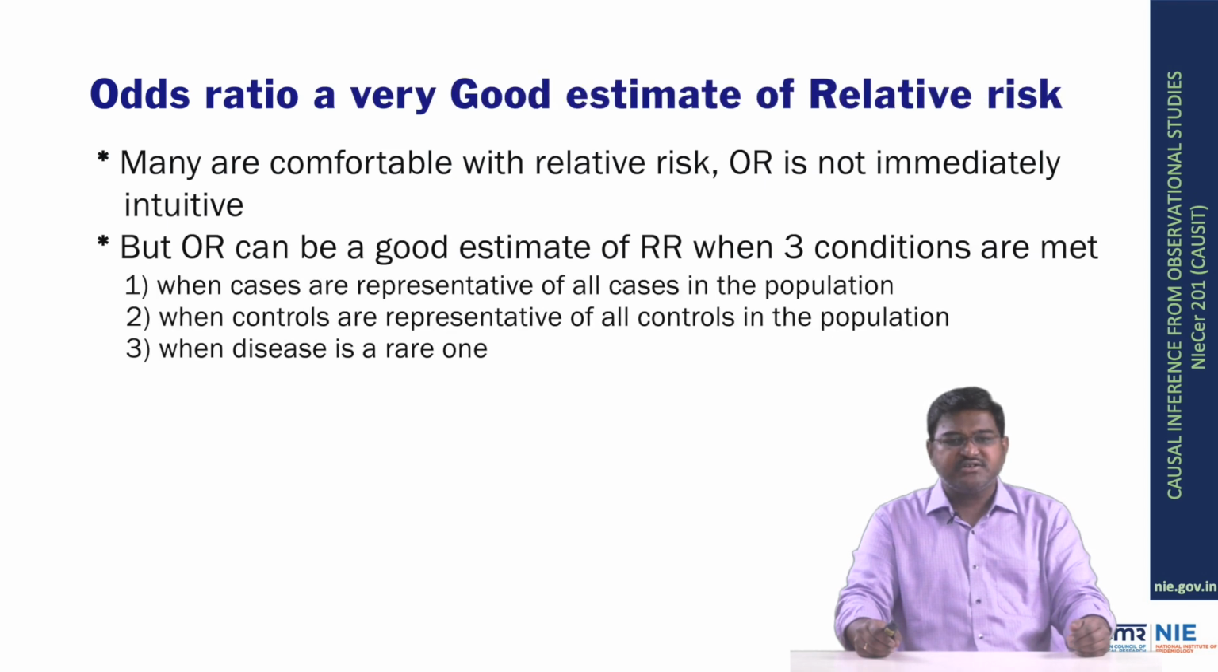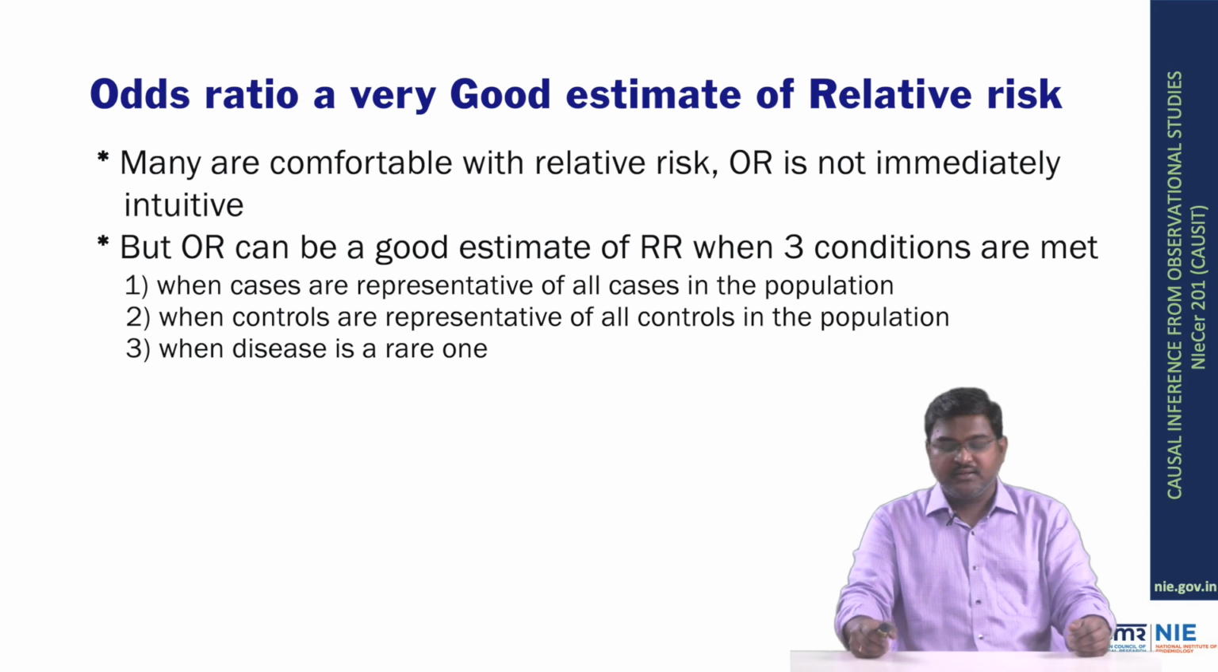When can odds ratio be a very good estimate of relative risk? Many are not comfortable with relative risk and OR is not immediately intuitive. But OR can be a good estimate of RR when the below mentioned 3 conditions are met. That is, when cases are representative of all the cases in the population, when controls are representative of all the controls in the population. Very important is when the disease is a rare one.